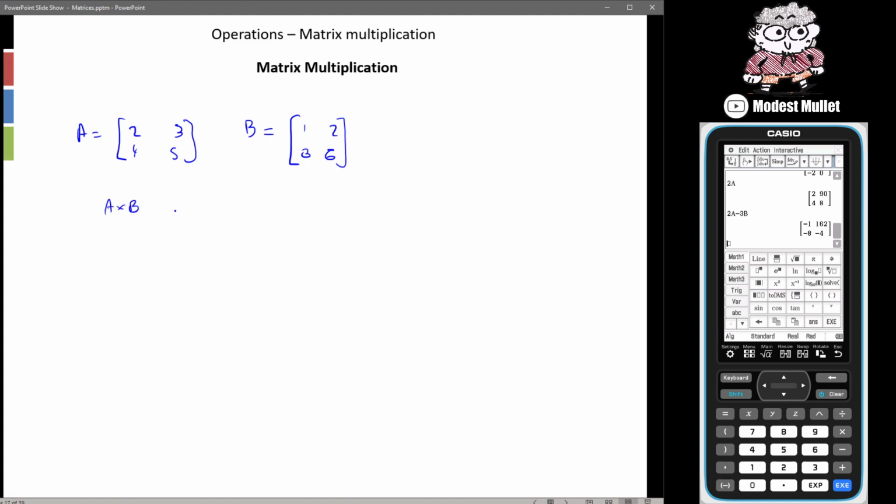Now, order is important. This is where matrix multiplication is different to integer multiplication: the order is important because you always use the rows of the first matrix and the columns of the second. So let's just write this out as it is. 4, 5, 1, 2, 3, 6.